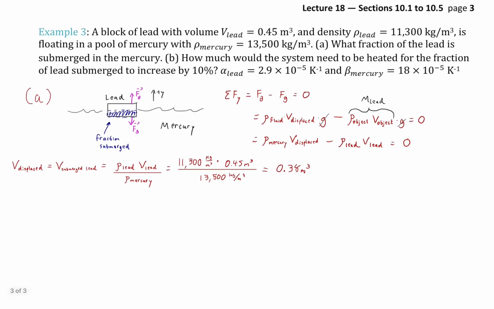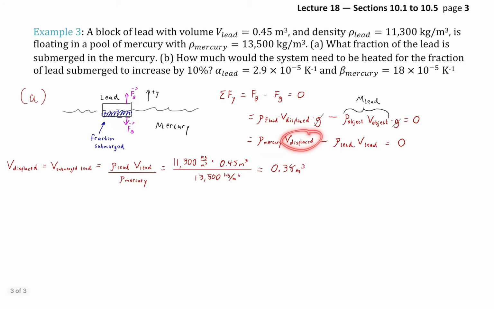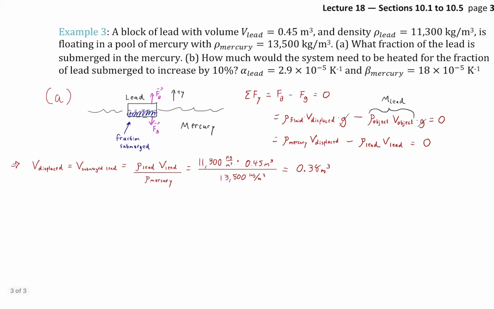Then when we actually solve for the volume displaced, this term here, it's equal to 0 because it's an equilibrium. Any floating situation is equilibrium, right? That's why we have no acceleration. And this, of course, is Newton's second law. So then anyway, we'll go ahead and solve for the volume displaced. The volume displaced has to be equal to the volume submerged because that's what we were asked for, what fraction of the lead is submerged.